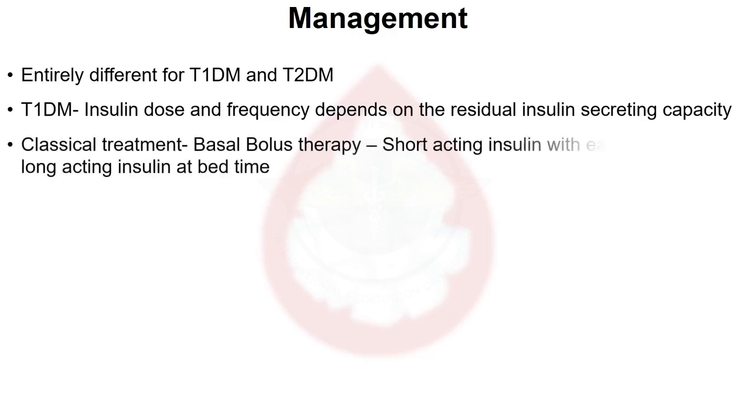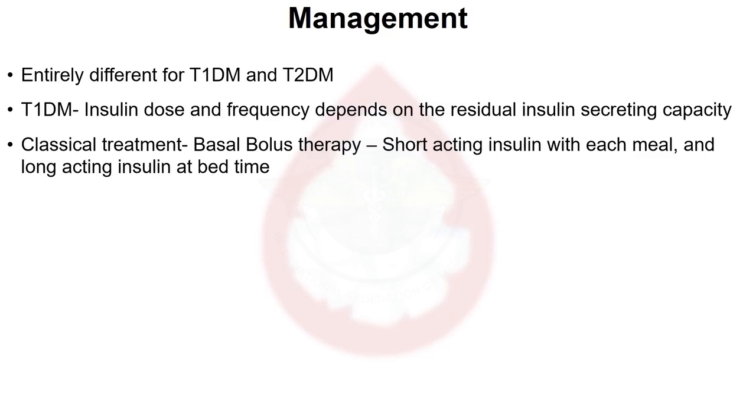Usually the classical treatment for type 1 diabetes is basal bolus therapy, that is giving a short acting insulin with each meal and a long acting insulin analog at bedtime, so as to cover the nocturnal hepatic gluconeogenesis and all those things. So the best treatment pattern is basal bolus therapy, that is short acting insulin with each meal and a basal insulin at bedtime.